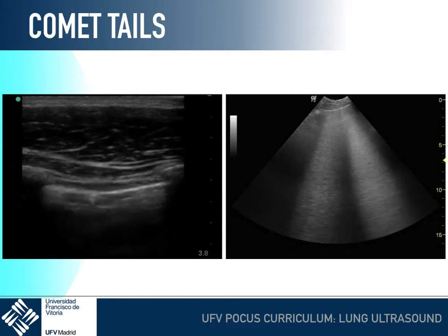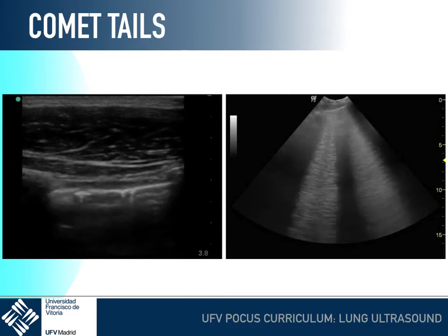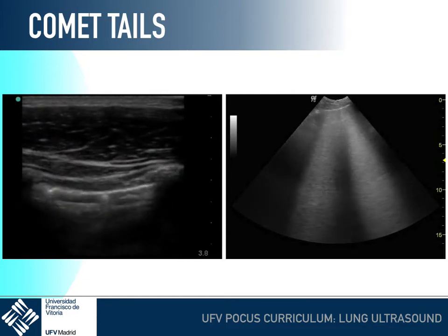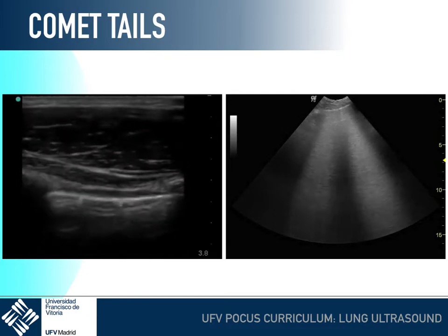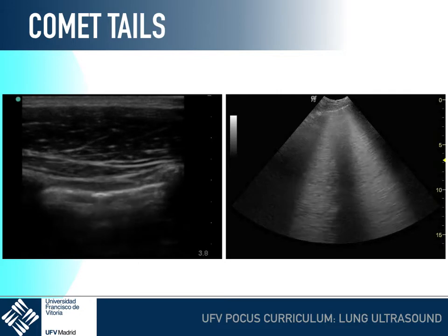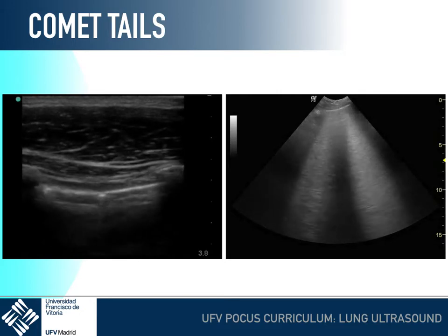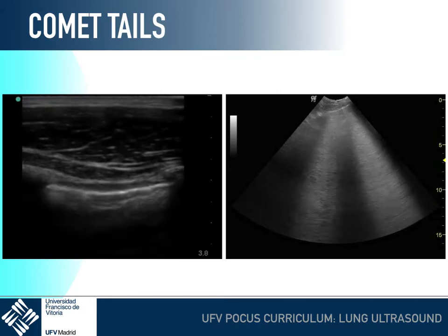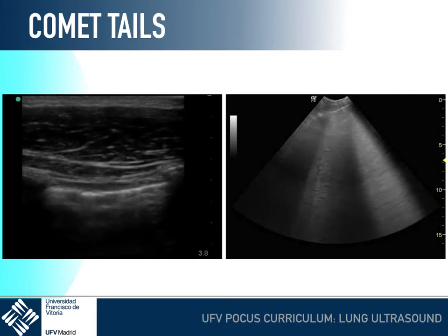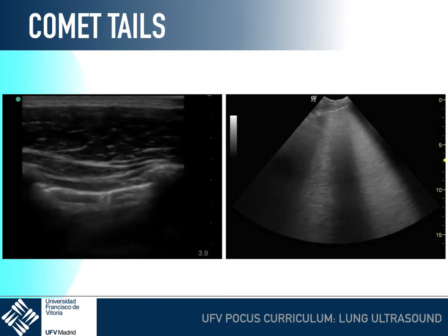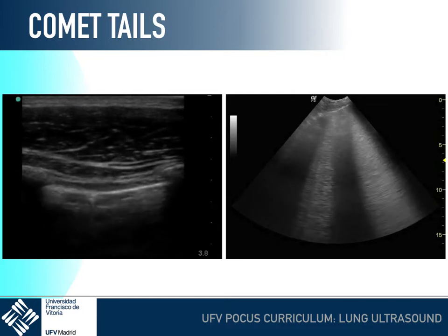So comet tails occur when the ultrasound beam crosses structures with two layers, like pleura or like peritoneum. So it depends what's below the pleura. You will find these tiny small comet tails like in the left clip, or the giant laser-like comet tails like on the right side of the screen.